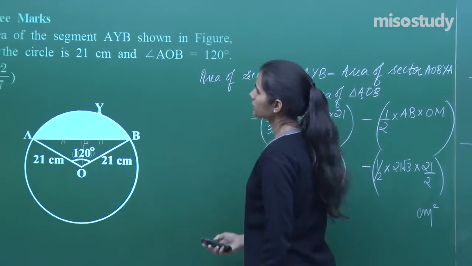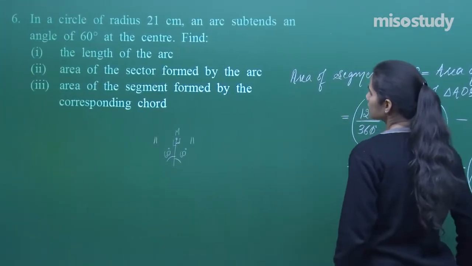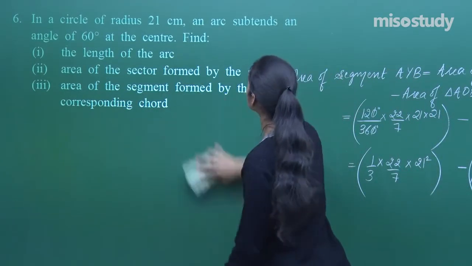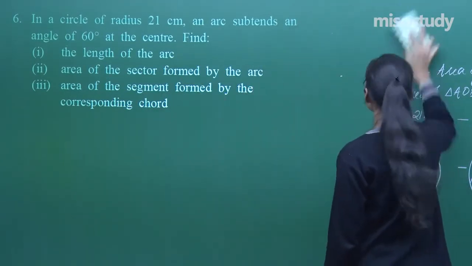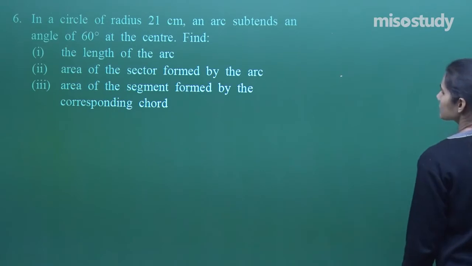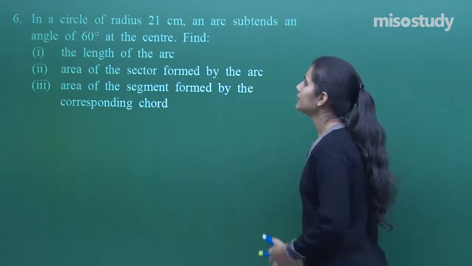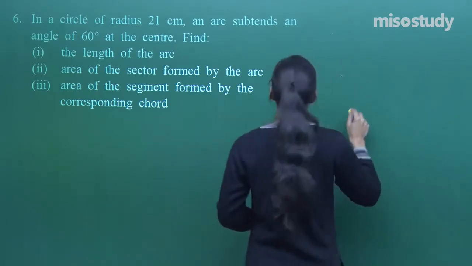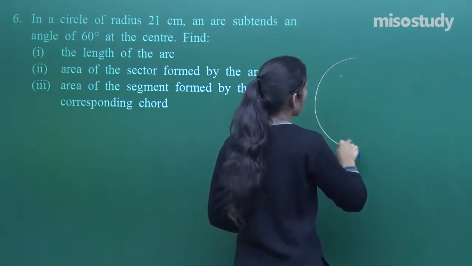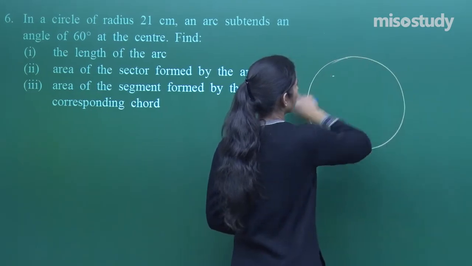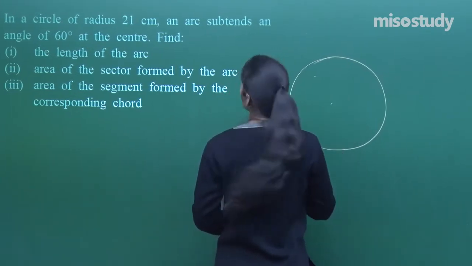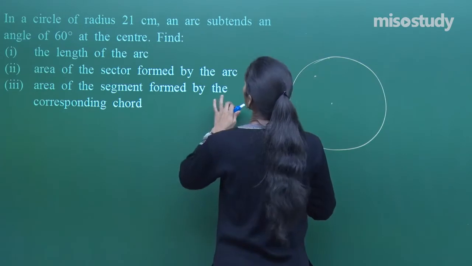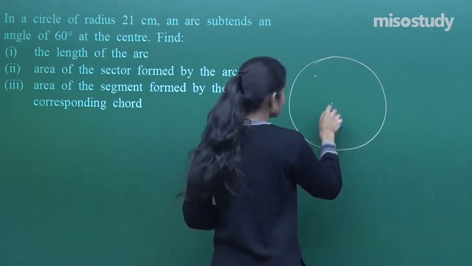Let's talk about the next question. In a circle of radius 21 centimeters, an arc subtends an angle of 60 degrees at the center. Find the length of the arc, area of the sector, area of the segment. So you have a circle in which there is an arc which is subtending an angle of 60 degrees.